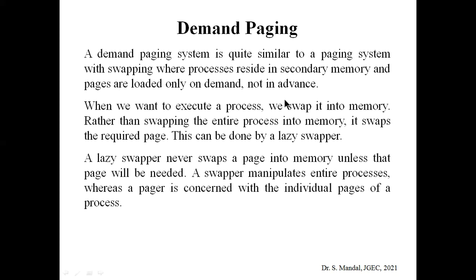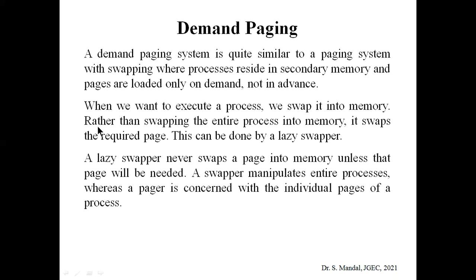It is a very important feature of demand paging that all the pages of a particular process reside in the secondary memory location or the hard disk, and respective pages are loaded only on demand. When the CPU wants to access particular pages, only then can that page be loaded into the main memory, not before that. That's why we use the term demand. So when we want to execute a particular process, we swap it into the main memory.